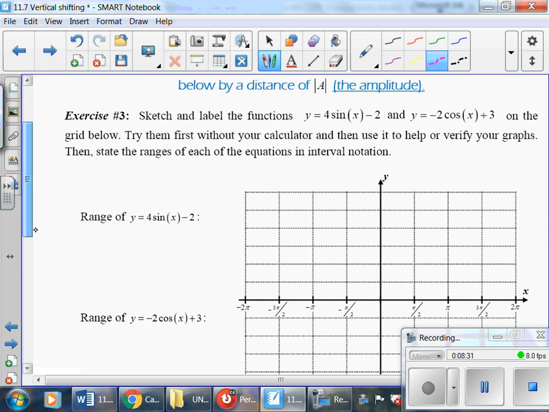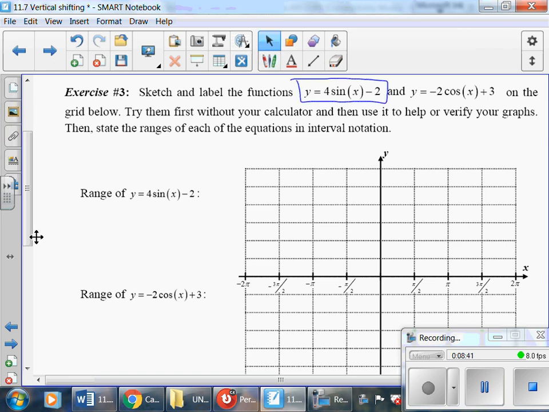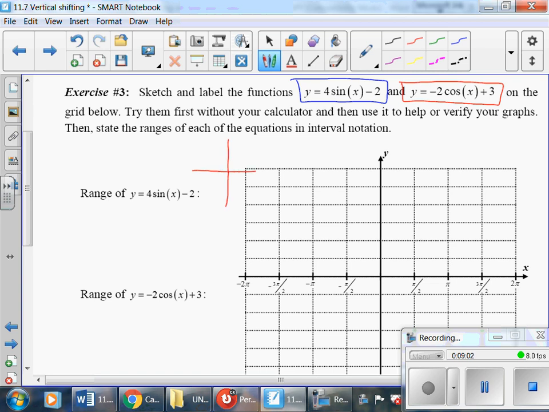So exercise 3 says, sketch and label the functions y equals sine x minus 2. Why don't we do this one in blue? All right, and we'll do the second one, y equals negative cosine 2x plus 3, in red. Now, if it's easier for you, you can come up with a table. You can even put the table above your curve if you want to. But no matter what you're starting with and ending with, it always starts here.